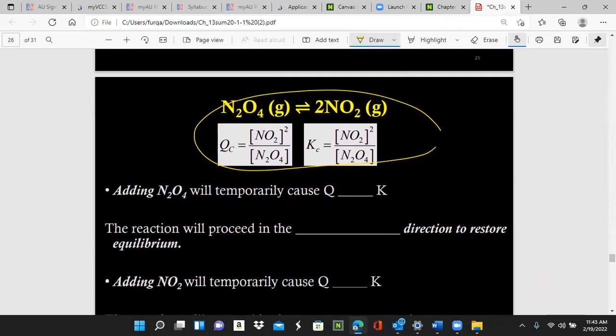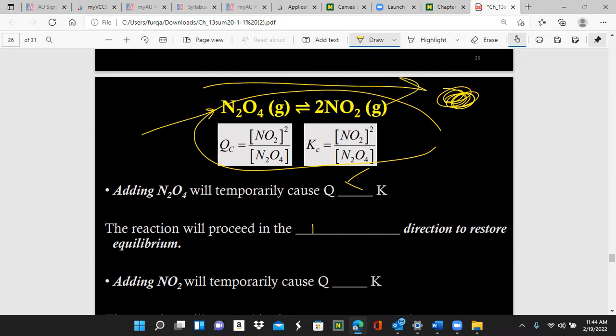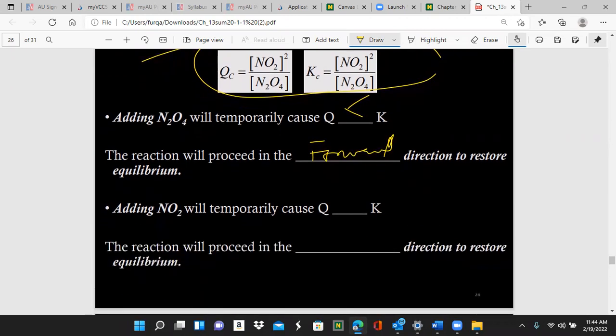If I add more N2O4, what will happen? It will temporarily cause Q to be less than K because it now wants to go towards the right-hand side. So that will be the direction of the reaction. The reaction will proceed in the forward direction to restore the equilibrium.